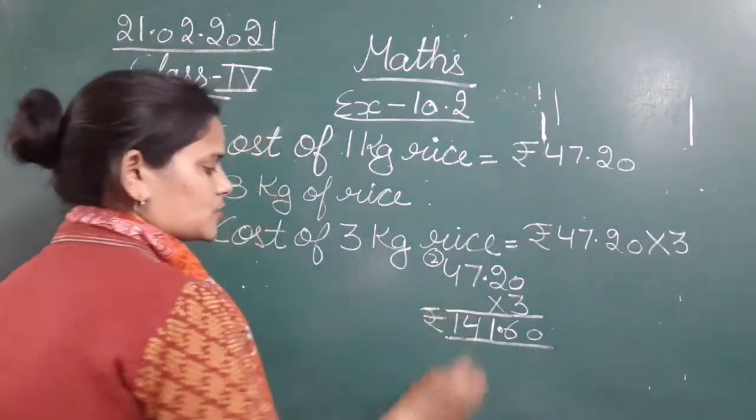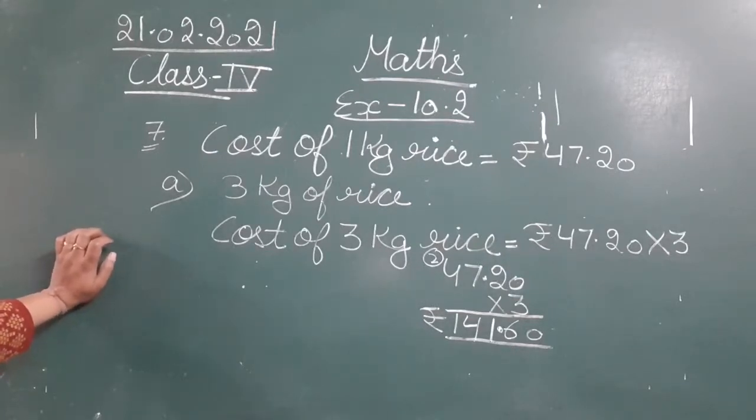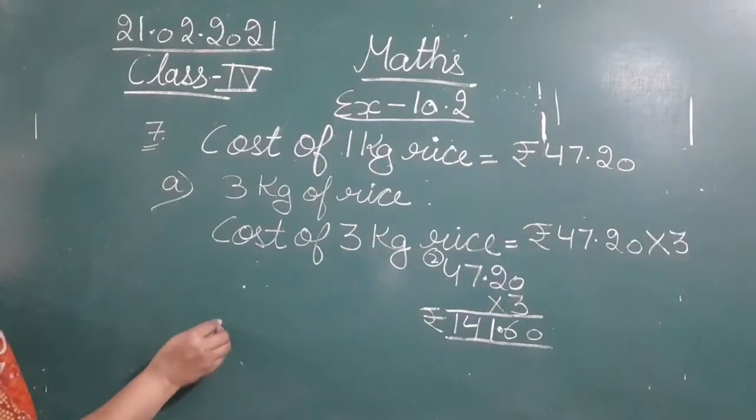So this is the cost of 3 kg of rice. Therefore, cost of 3 kg of rice is 141 rupees and 60 paise. So that's what we will write here.